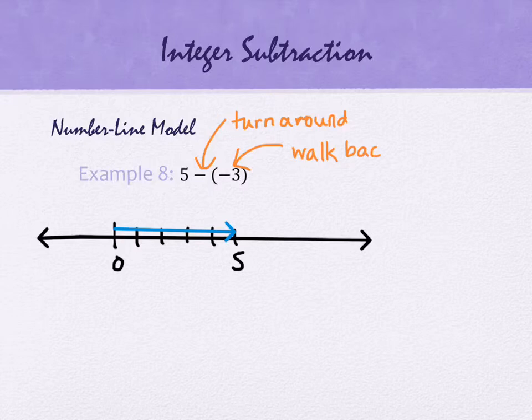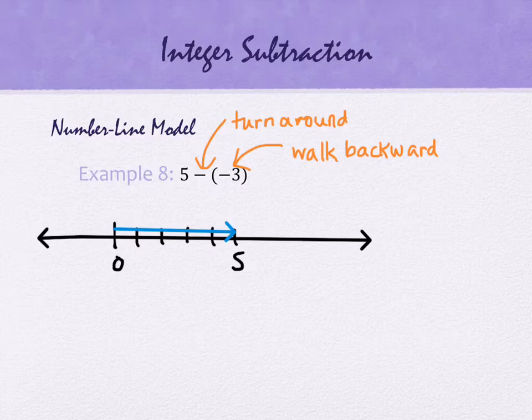There's not a good way to draw this on your picture, but it works really well with the actual physical person moving in the classroom. So I'm going to walk backwards 3 rows. So here's 1, 2, and 3. And where am I in relation to where I started? I'm 8 away, right? I'm 8 rows away from where I started.